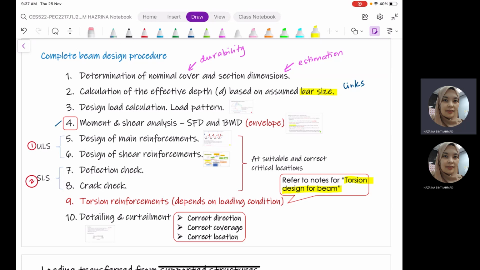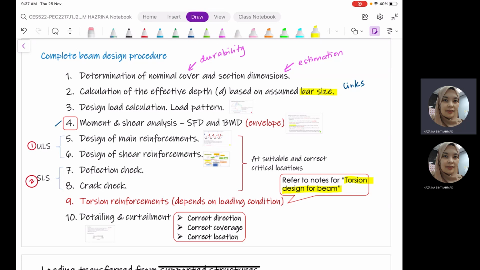I have already briefed you on some part of this, with regards to the curtailment rules that we have to follow when we are designing a simply supported beam and also when we are designing a continuous beam. So we are going to look into that as well, in the detailing, the drawing of the detailing. It needs to have the correct direction, correct coverage, and the reinforcement has to be in the correct location.